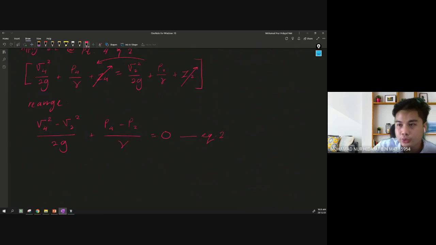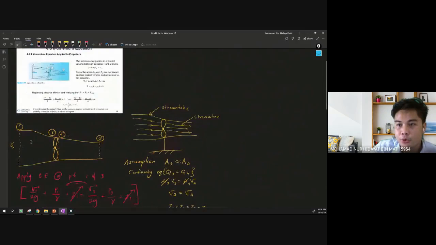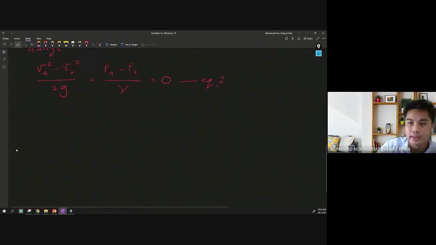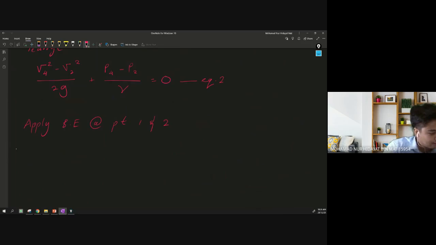And again, we need to apply the Bernoulli equation at point 1 and 2. So here we actually do not apply the Bernoulli equation, we add. Later on I will explain to you why we need to apply at point 1 and 2. So here we are adding equation 1 and equation 2.